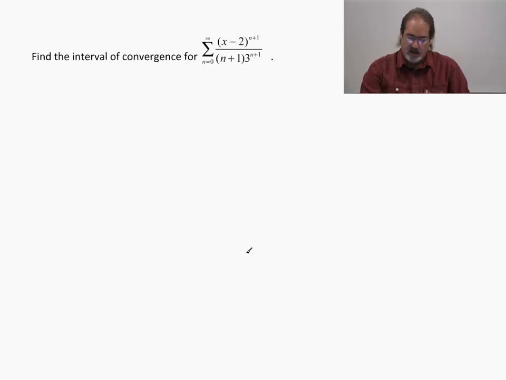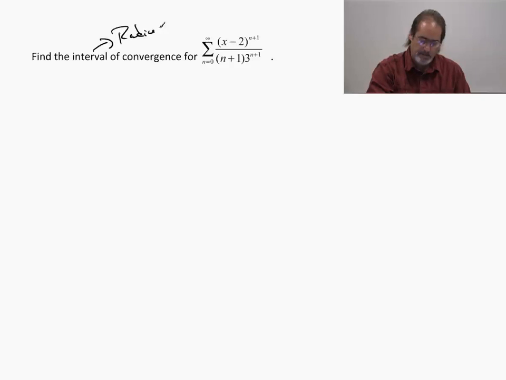All right, take a look at one last example. I want to find the interval, and I didn't say it, but I should add also the radius of convergence for the sum n equals 0 to infinity of (x minus 2) raised to the n plus 1, divided by (n plus 1) times 3 raised to the n plus 1. Well, right away, I'm going to go to the ratio test.